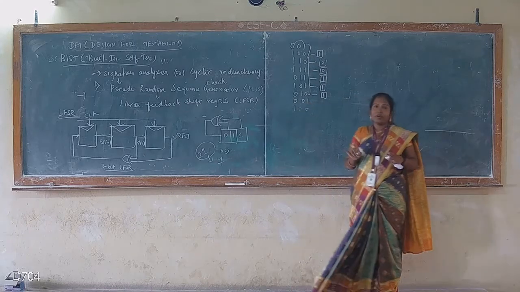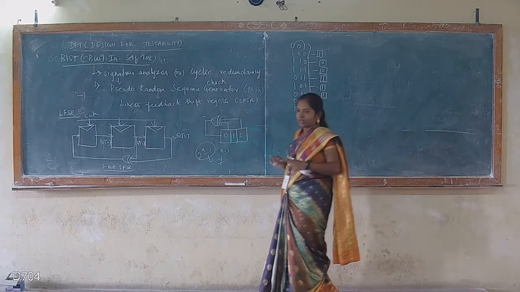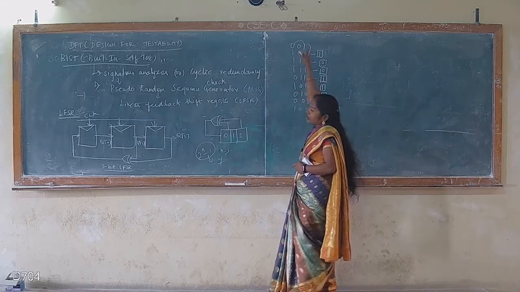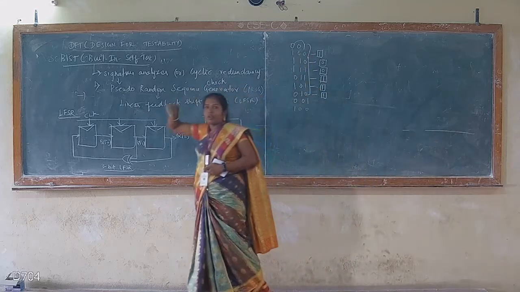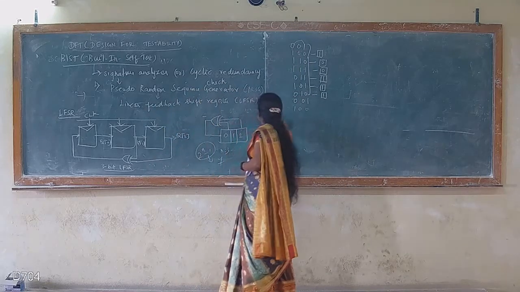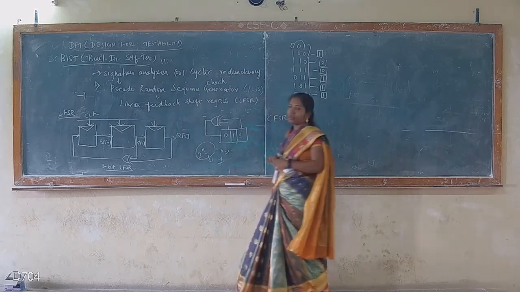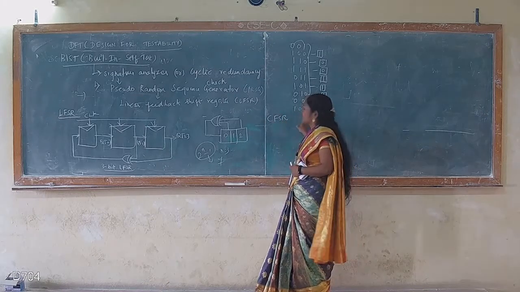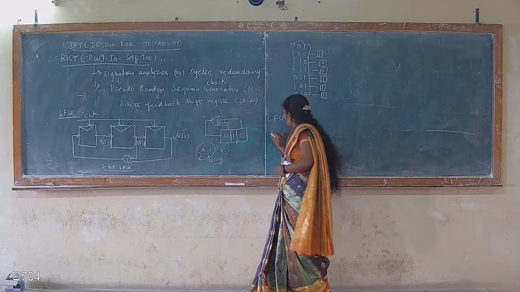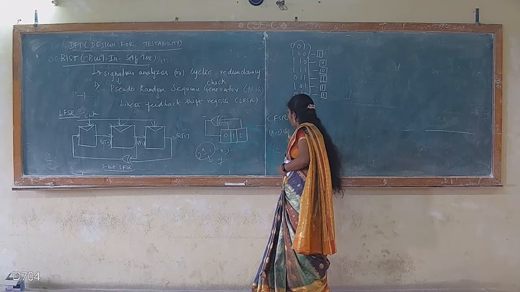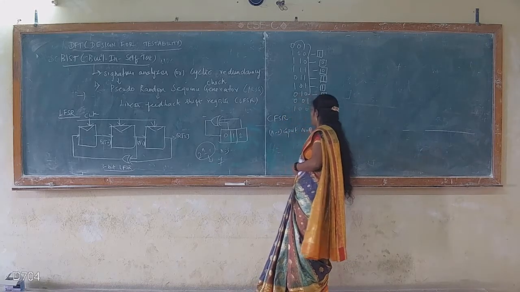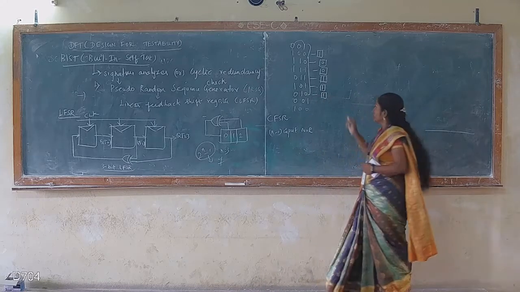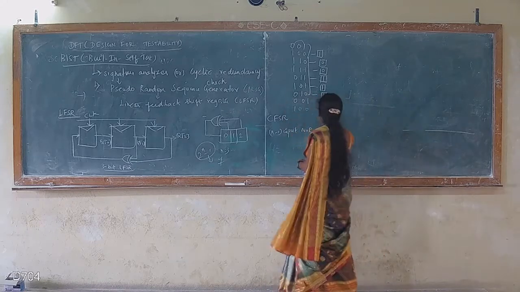So for n bits, we need 2^n minus 1 states. So it is not applicable for the all-zeros state. For that we go for the complete feedback shift register. That means an n-bit LFSR can be converted into a CFSR by adding an n minus 1 input NOR gate to the circuit. Okay, so we will consider the CFSR.